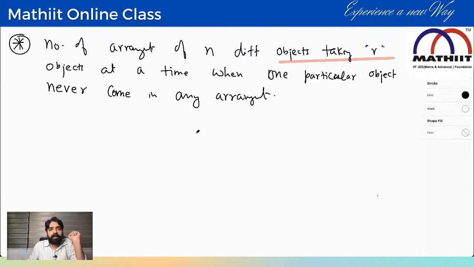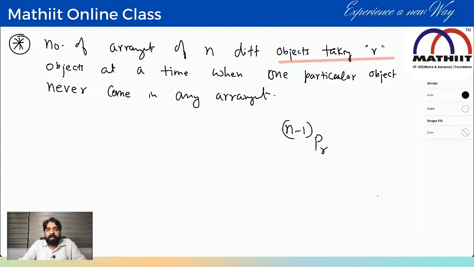Suppose I say form a 3-letter word, and A never comes in any arrangement. Then remove it. So here one particular object never comes in any arrangement. So you have to do arrangement of how many objects? I have to arrange only n minus 1 objects, and how many places? r places. The answer will be what? n minus 1 Pr. I guess everybody understood this point.